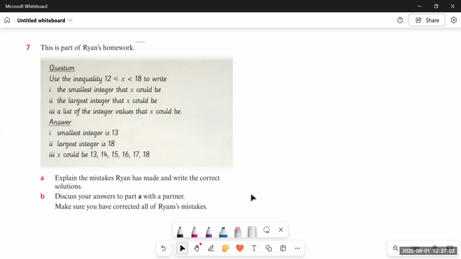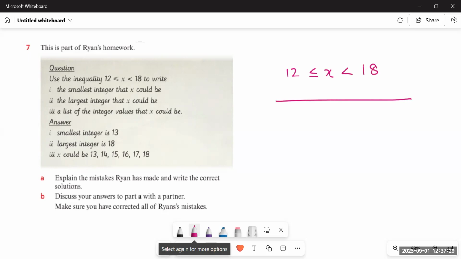Use the inequality x is greater than or equal to 12 and less than 18 to write the smallest integer that x could be. For this one, always remember students, if we need to figure out what the values of x are, how many values are included in x, we simply have to figure out what the limits given here are, or you can draw the number line and mark the numbers on the number line to make it easier for you. So it becomes 12, 13, 14, 15, 16, 17, and 18.